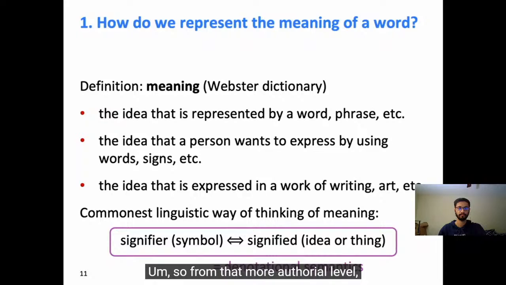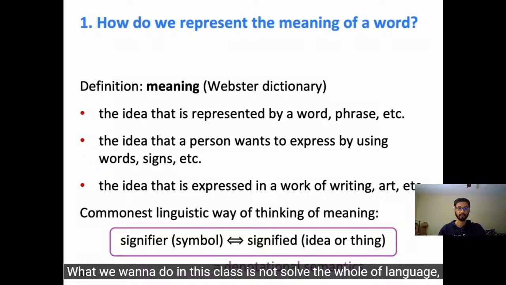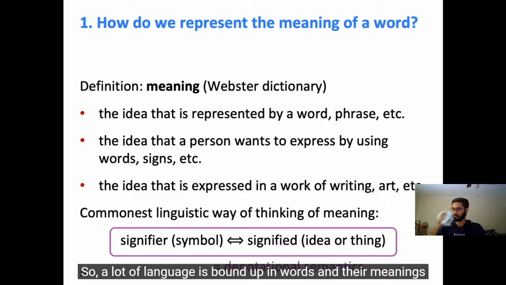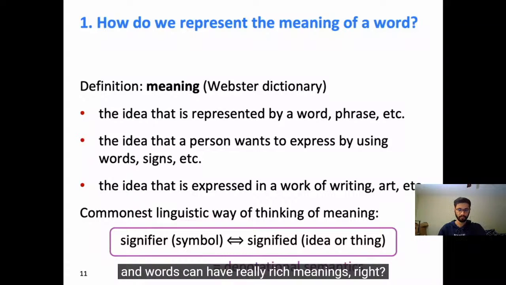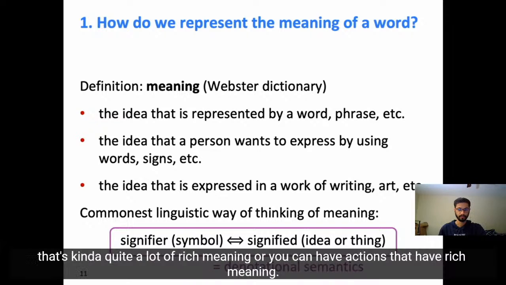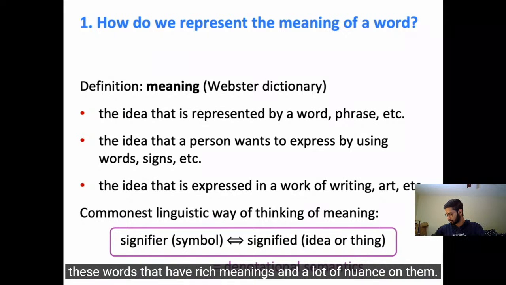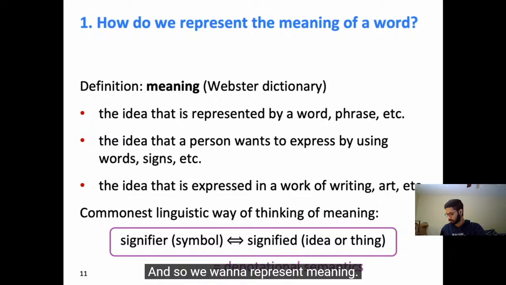So from that more ethereal level, I'll now move back to the concrete stuff. What we want to do in this class is not solve the whole of language, but we want to represent the meaning of words, right? A lot of language is bound up in words and their meanings, and words can have really rich meanings. As soon as you say the word teacher, that's got a lot of rich meaning, or you can have actions that have rich meaning. If I say a word like prognosticate or dawdle, these are words that have rich meanings and a lot of nuance. And so we want to represent meaning.